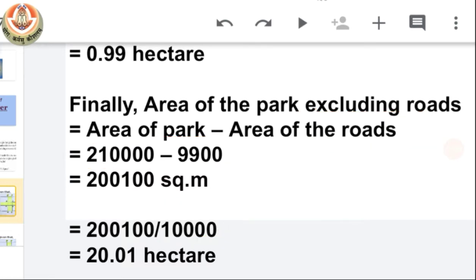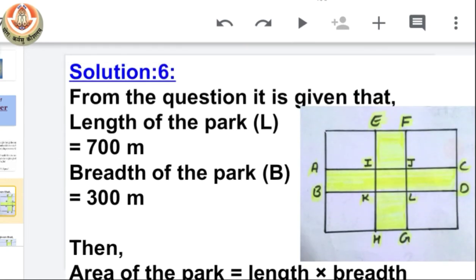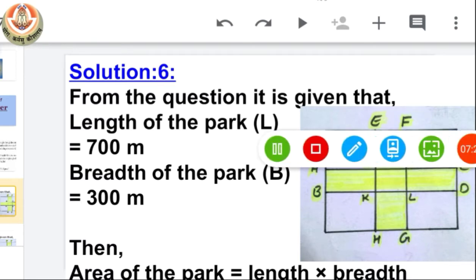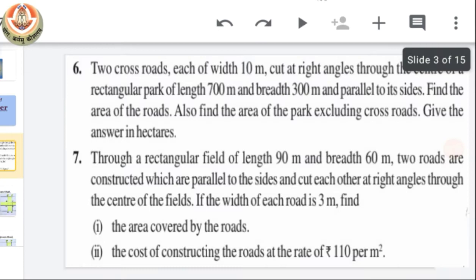Okay class, I hope this is very easy. What you have to understand, you just have to understand the figure of the question. Figure is the important thing. When you understand the figure of the question, then question will be easy to solve. Let's move on to the next question.